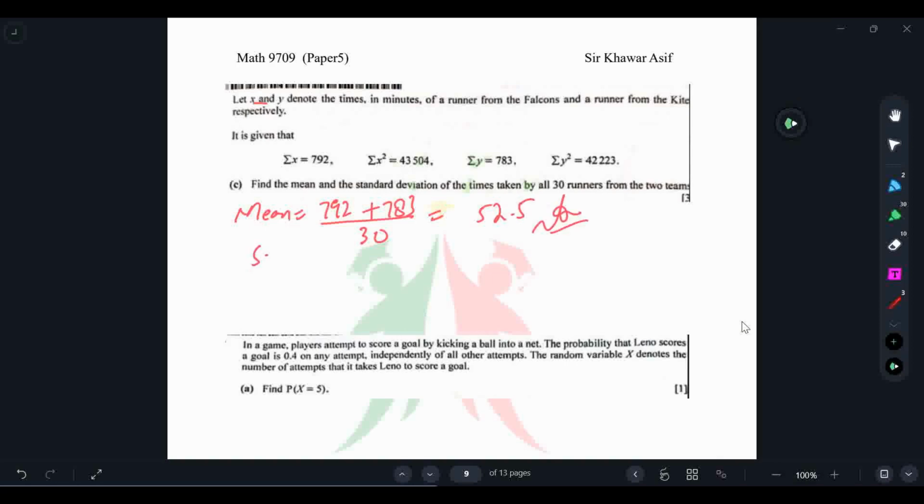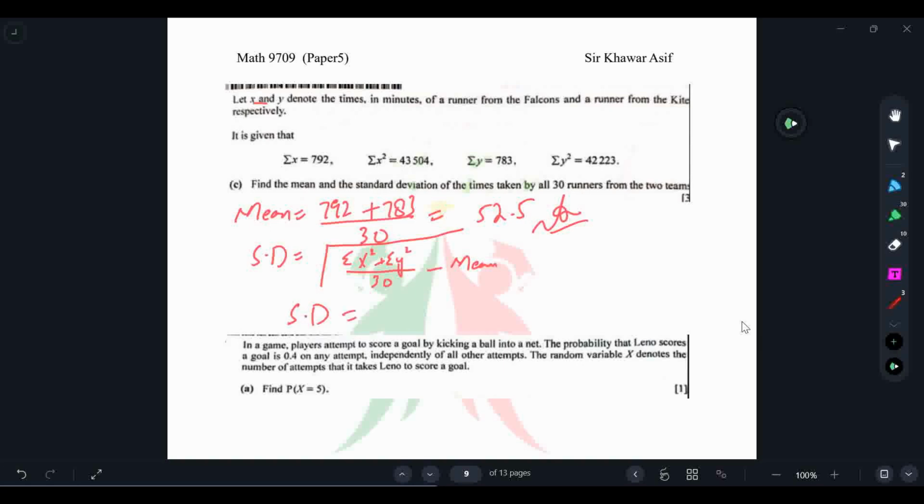Now for standard deviation, we have to use the formula, and the formula will be the summation of x square plus the summation of y square, whole divided by, basically we have to add these two, minus mean. Now if we subtract the mean, this will be equal to the final answer for this one.